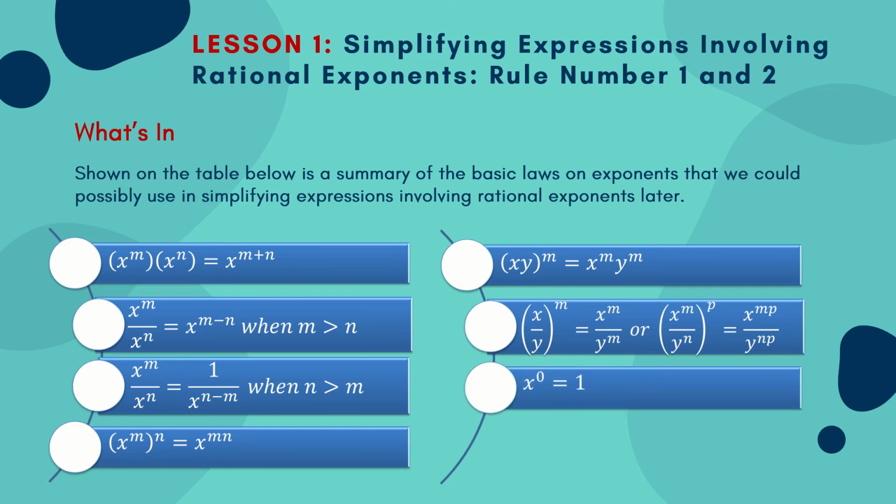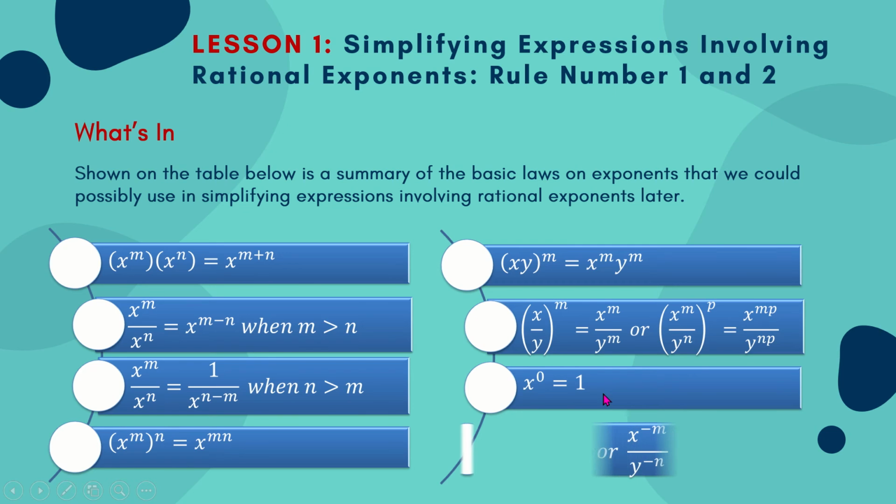The sixth law of exponent is zero exponent. For any base, either a number or a variable, except for base 0, when raised to exponent 0, the result is 1.